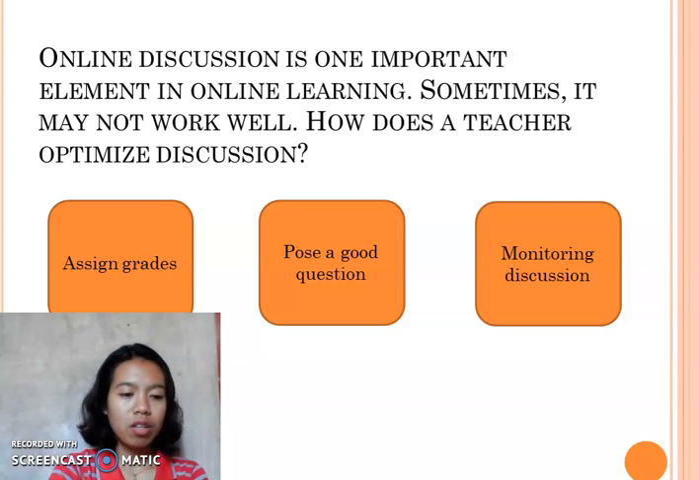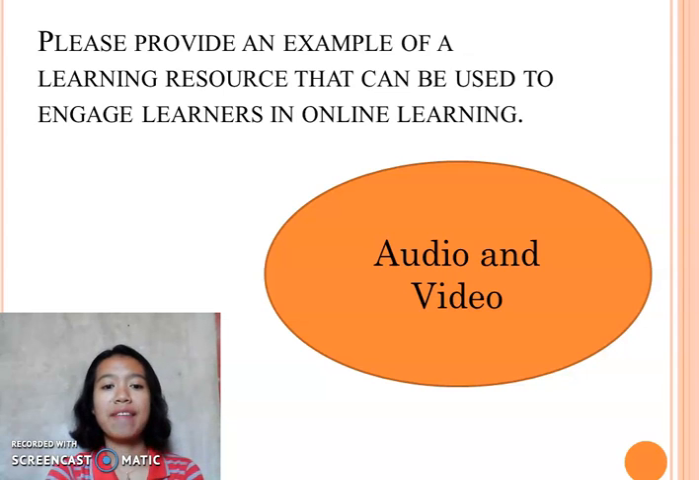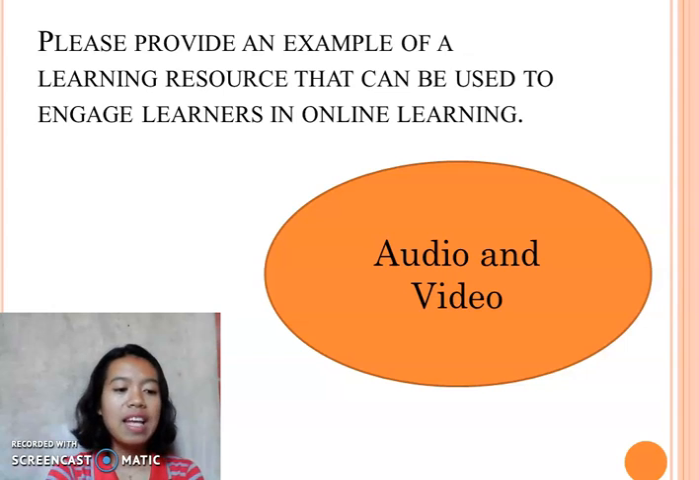Okay, the next is: please provide an example of a learning resource that can be used to engage learners in online learning. I use audio and video resources here. Why? Because these resources can make the student active when they make an audio or video that the teacher asks them to.